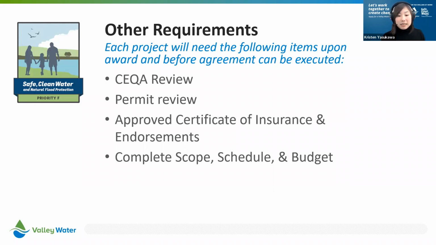If you've begun any permit reviews and what the status is of that, or if you know which permits you will need to conduct your activities. And then it looks like this is for the items upon award and before the agreement can be executed. So this is just a heads up of the items that we'll be looking for if your application gets awarded by the board, and what we'll be asking for at that time to move forward with executing an agreement.